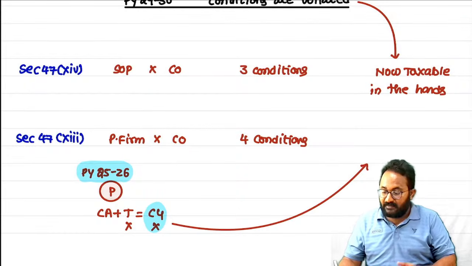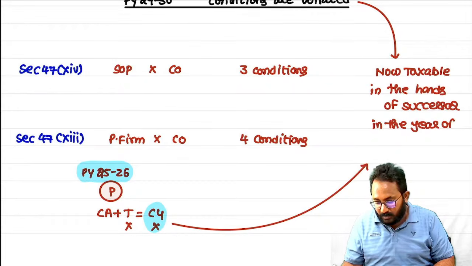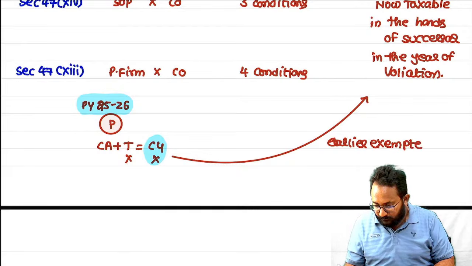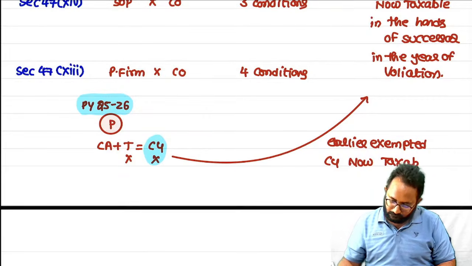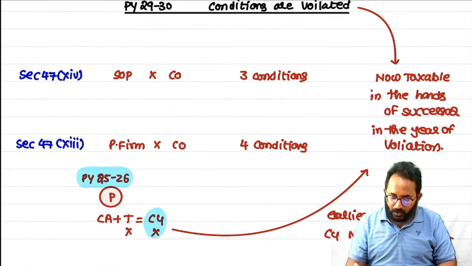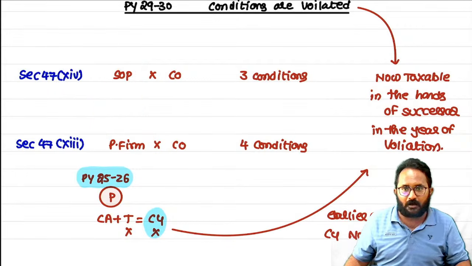Yes, that's why in the hands of the successor, in the year of violation. Whatever was earlier exempted, the earlier exempted capital gain, is now taxable in the hands of whom? Already we discussed. Understood our logic? Even though they got an exemption, now we have to give the tax treatment in the hands of the successor. Understood all of you?